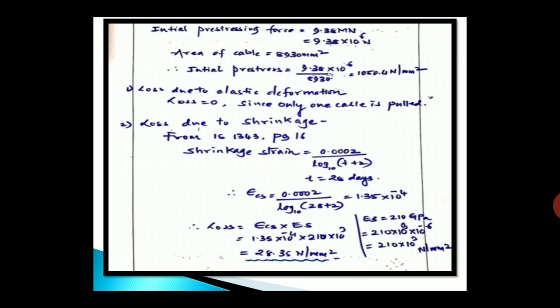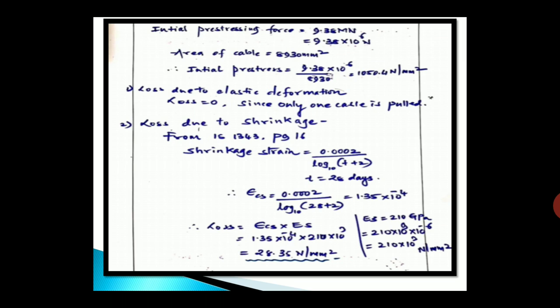Next, loss due to elastic deformation. Since only one cable is pulled, they have not mentioned number of cables and all, loss will be 0. Next, loss due to shrinkage. So strain caused by shrinkage is given by the relation which we have already noted down in the summary which we have made: 0.0002 log to the base 10 of (t plus 2). T is number of days, which is given as 28. So substituting the values, we get the shrinkage strain as 1.35 into 10 raised to minus 4.